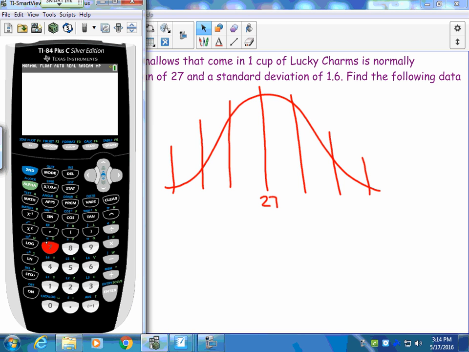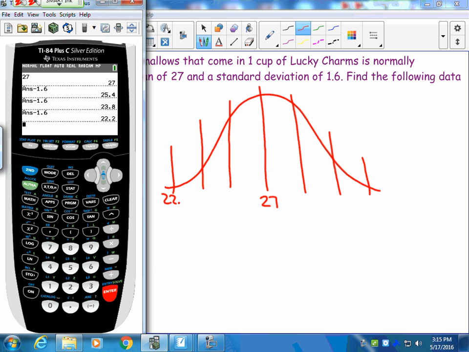So I'm going to load my calculator with the value of 27. I've got my standard deviation of 1.6, so I'm going to start subtracting 1.6's. Now I'm down to 25.4. Now I'm down to 23.8. And now I'm finally down to 22.2. So I have subtracted 1 standard deviation, 2 standard deviations, and 3 standard deviations.